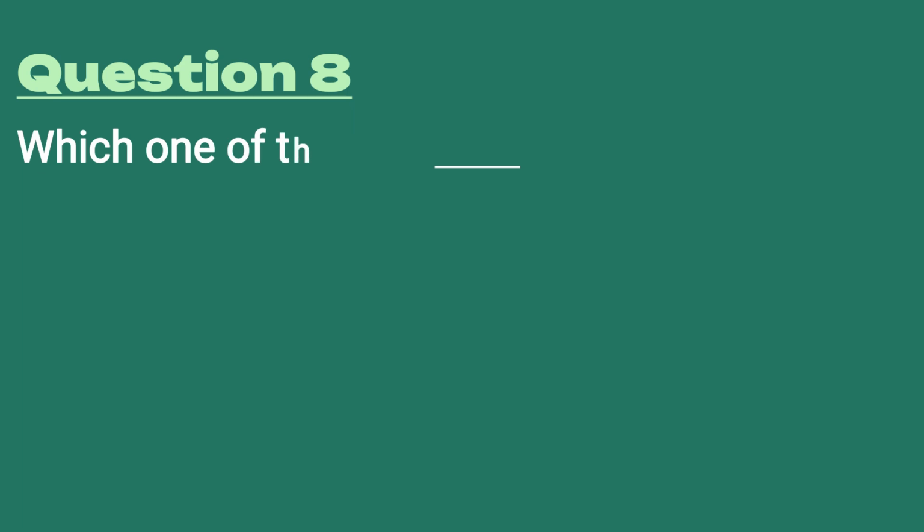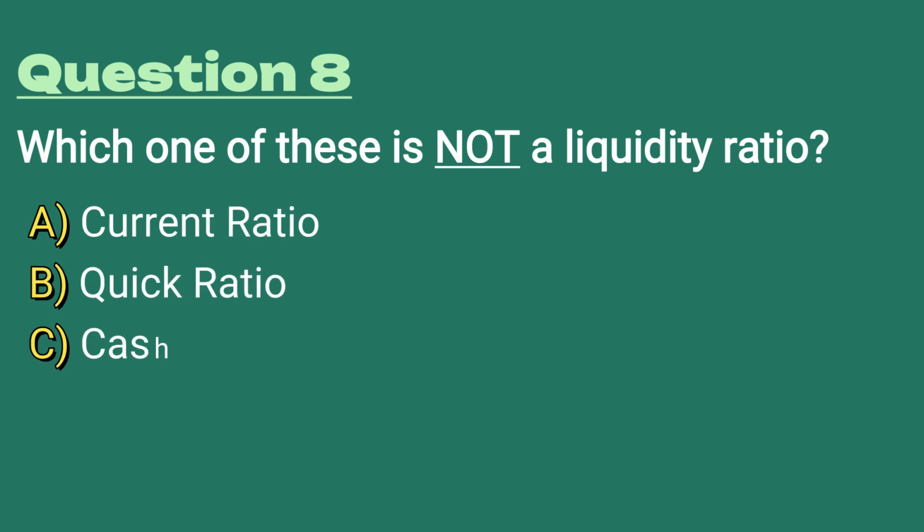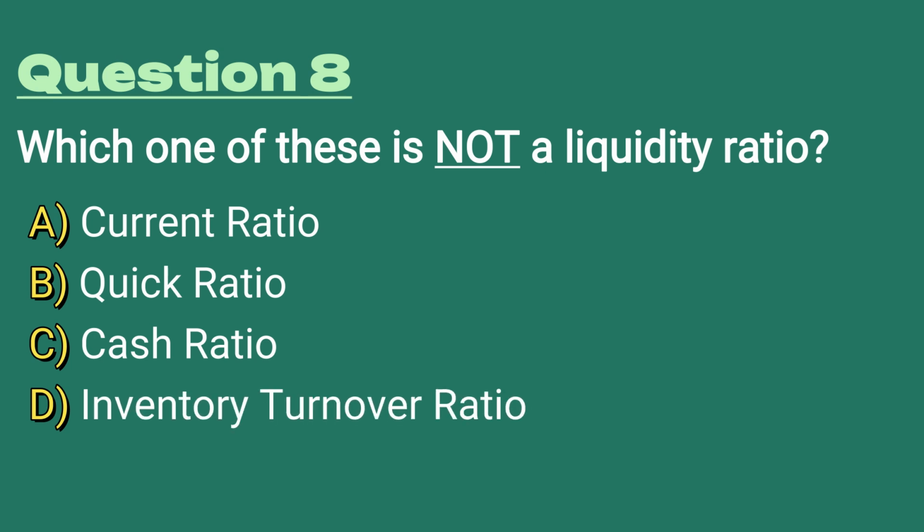Question number 8. Which one of these is not a liquidity ratio? A, current ratio. B, quick ratio. C, cash ratio. D, inventory turnover ratio.